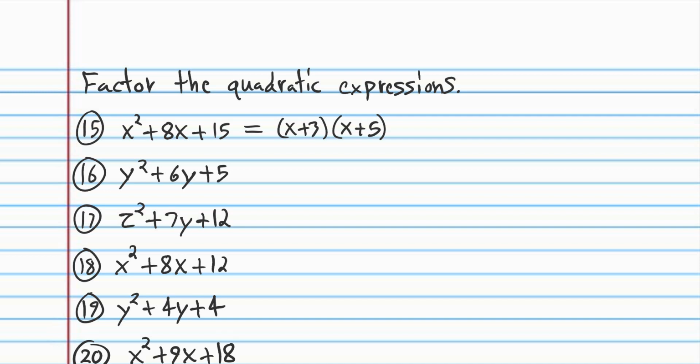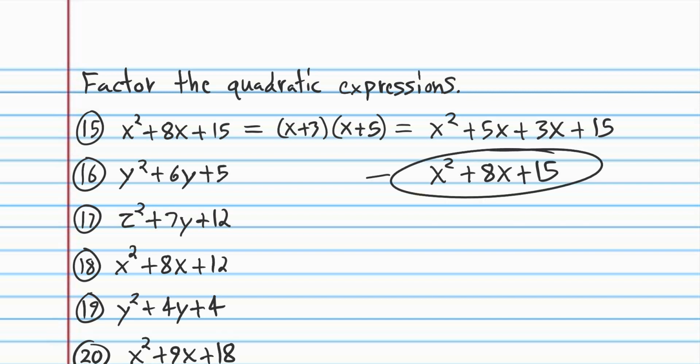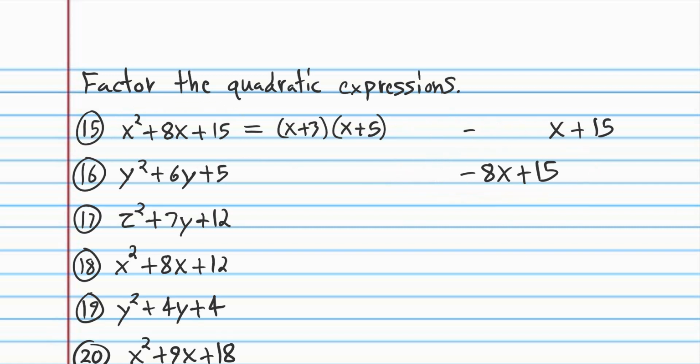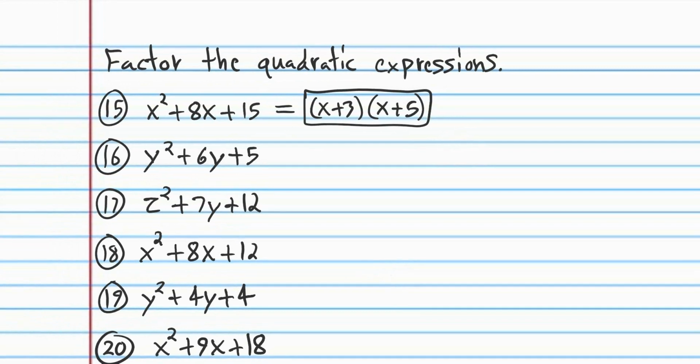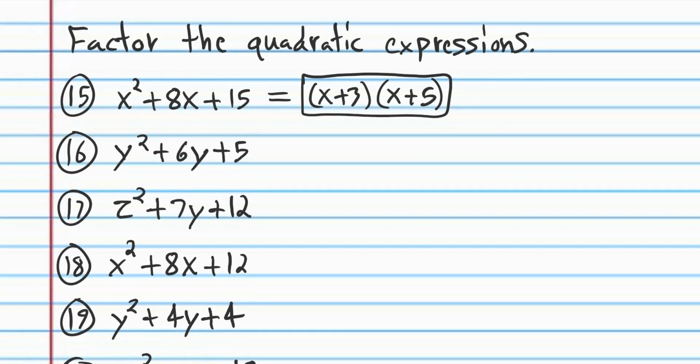Now, if you want to check your work, you just FOIL these back out. So expand the expression. So x times x is x squared. X times 5 is 5x. 3 times x is 3x. And 5 times 3 is 15. And then you add the inner terms together and you get 8x. And you can see that this expression is the same as the original expression. So that's a way to check your work. So the answer is x plus 3 times x plus 5. So this stuff looks difficult, but you can see that it's really not that bad.